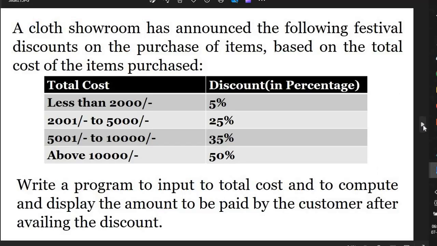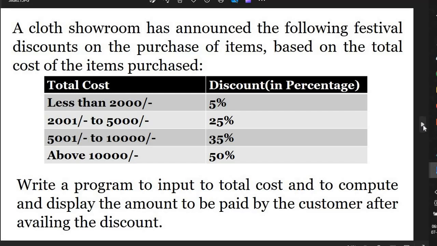Today we are going to write 3 programs. Those programs are total decision making or conditional statements: if else, switch case, both. So here is the first one. The first program is a simple if else program. Here are 4 categories: less than 2000, 2001 to 5000 rupees, 5001 to 10,000 rupees, and above 10,000. So what is in the question?